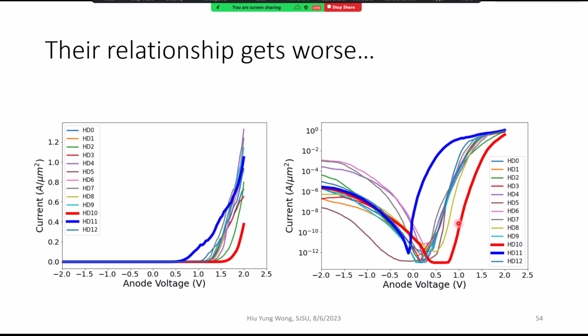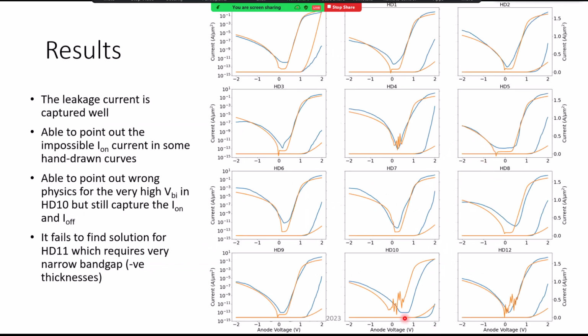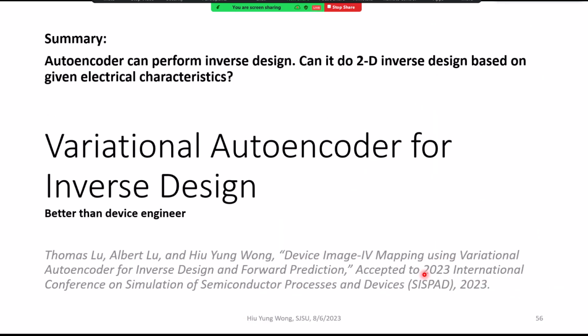It also draws a curve really to the right, which is HD10. You see that it's really to the right. It actually faithfully tries to reproduce the leakage current and the on-state current. But it also tells the engineer, this doesn't work, because you're using silicon, you cannot have such a large turn-on voltage unless you use a wider band gap. So everything looks very normal, just like an expert.